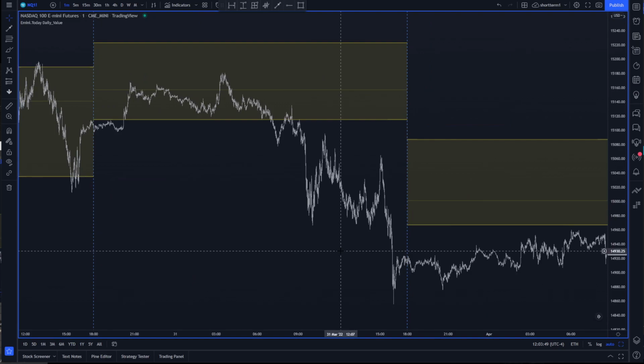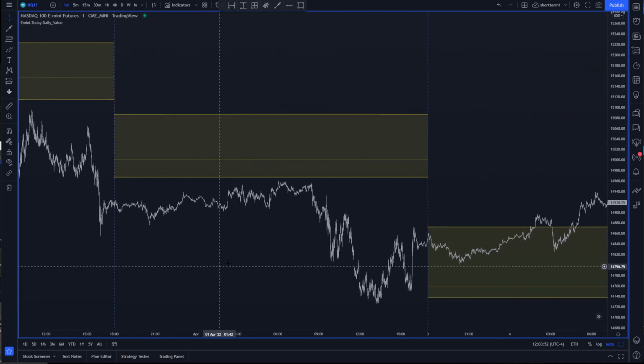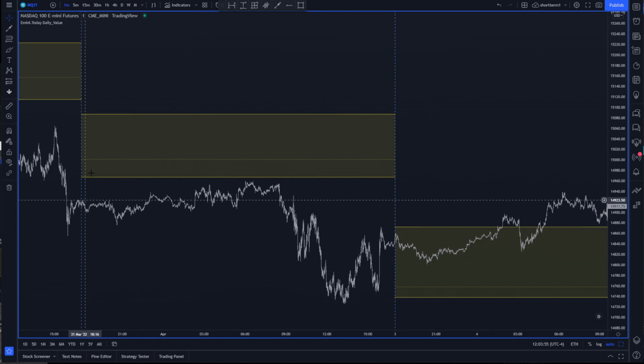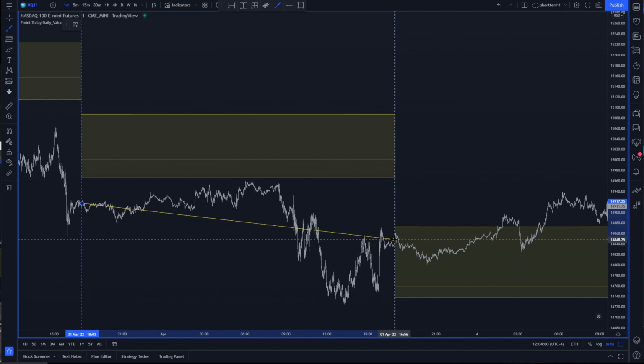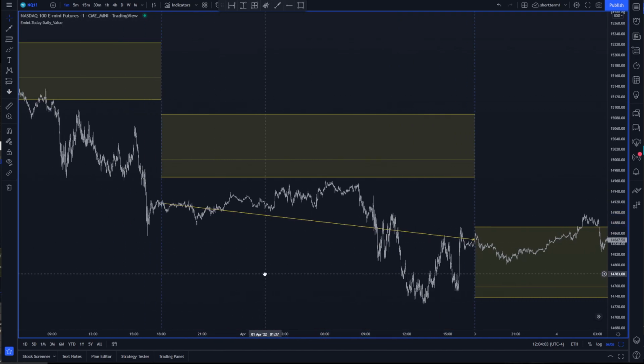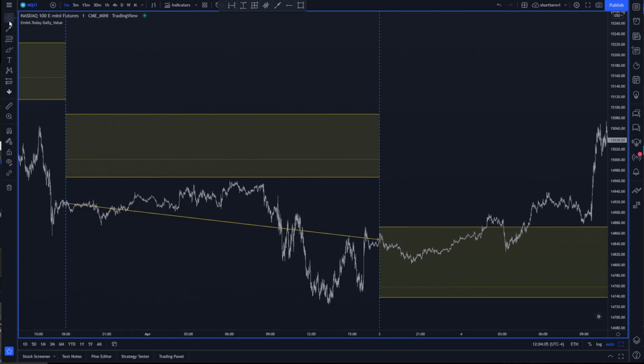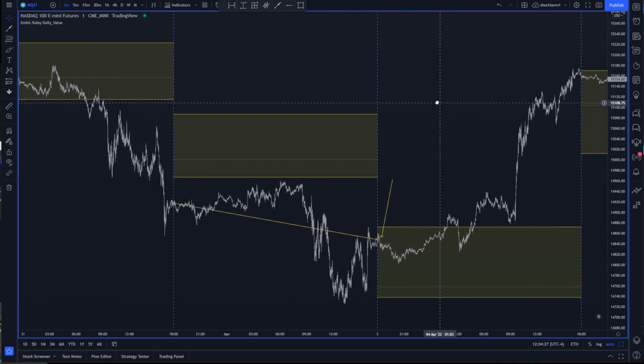Let's find the second. As you can see, this is the down day. It's not like a huge down day, but as you can see, we closed inside of the value area. So in this case, after a down day, if we close inside of a value area, I am looking to go long.